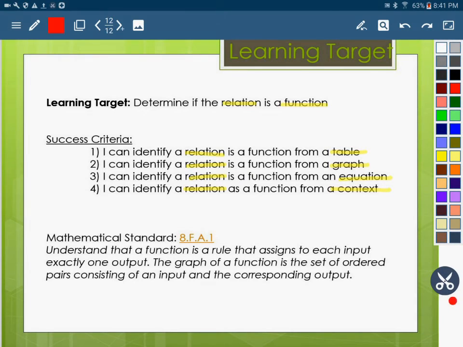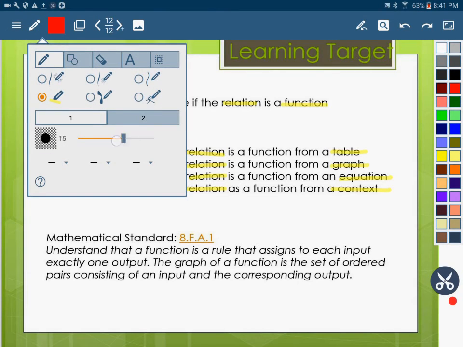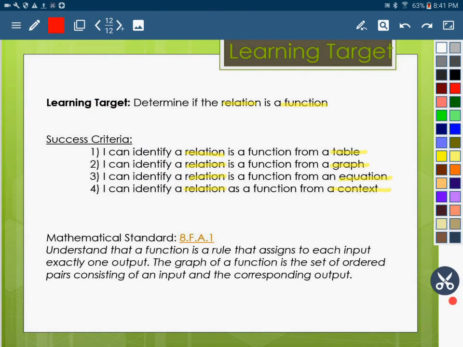So if you need to reference these things, we were able to determine if something was a function from a table in example 1, from a graph in example 2, and both the equation and the context in example 3. You can go back and reference those things.